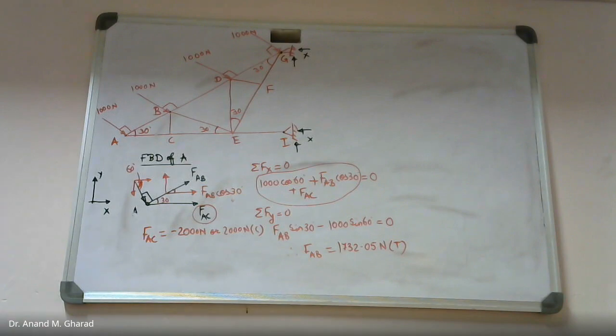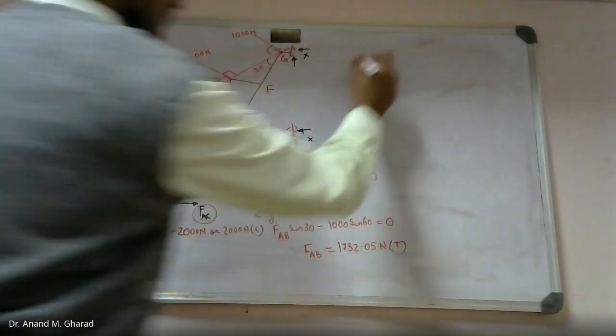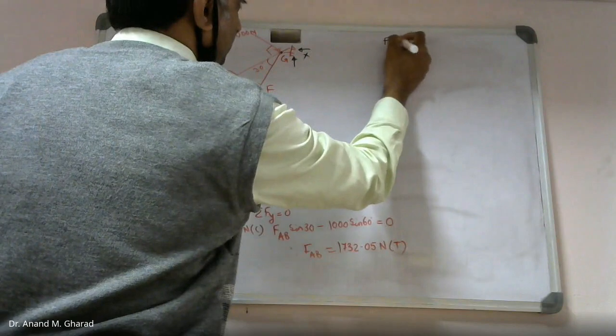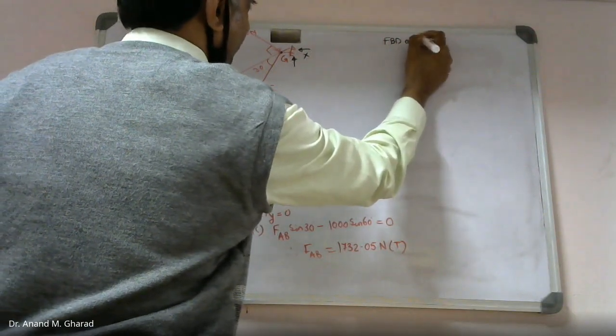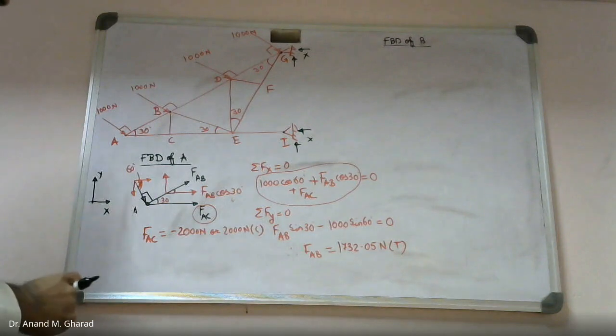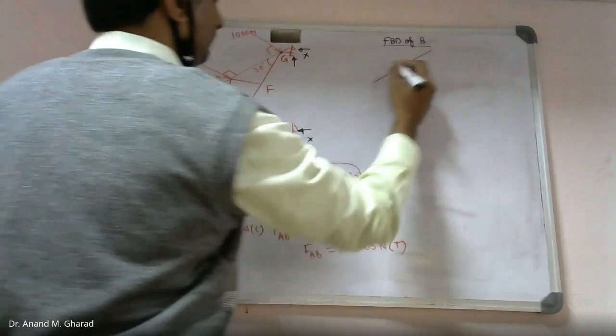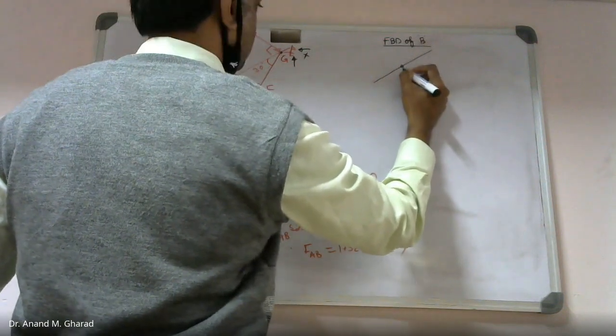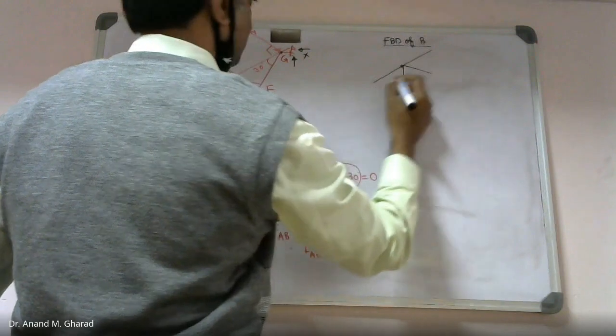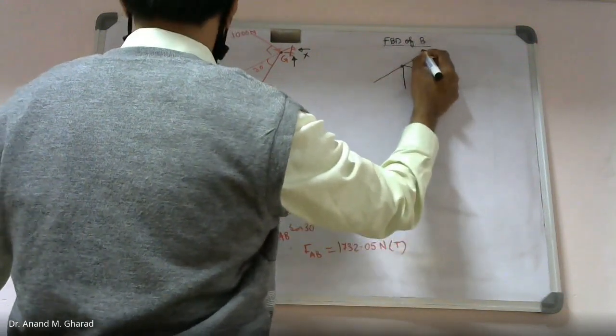Would you go for joint B? Yes. So let me consider FBD of joint B. What do you observe over here? There are 1, 2, 3, 4 members.